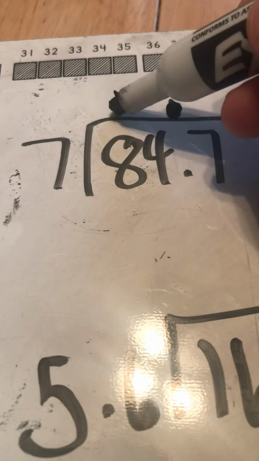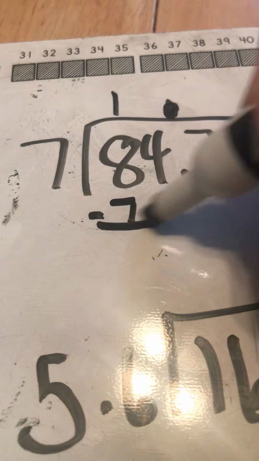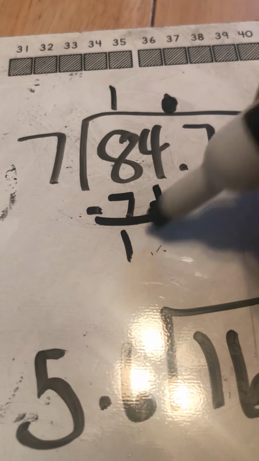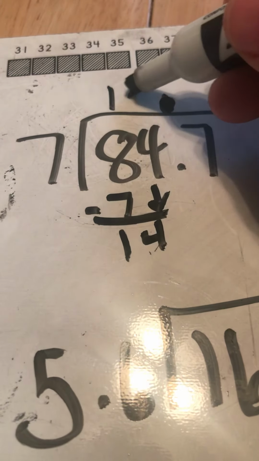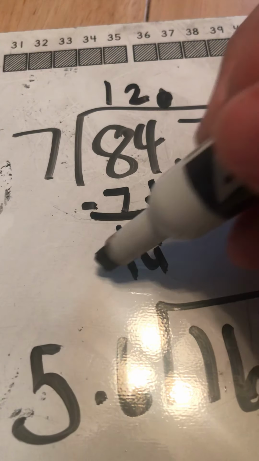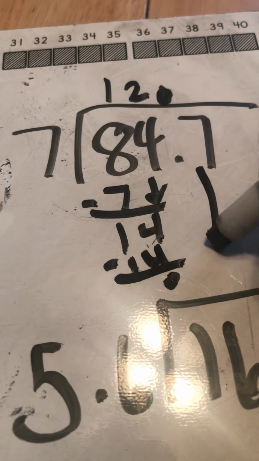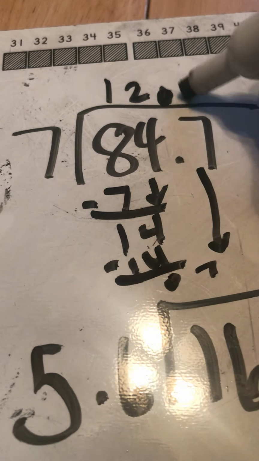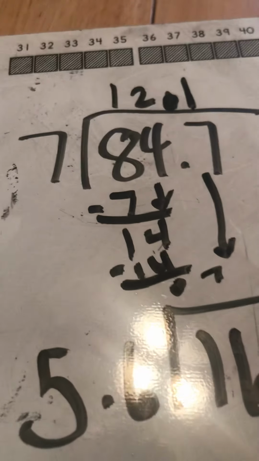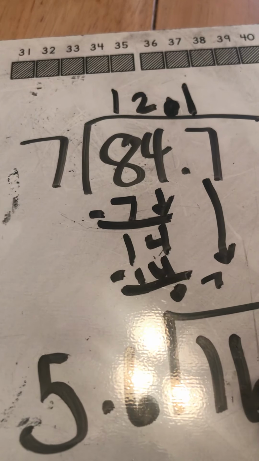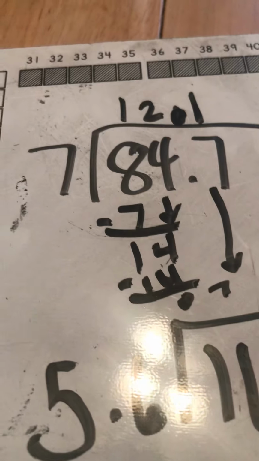7 goes into 8 one time, we subtract. You get 1, bring down your 4. 7 goes into 14 twice. All right, subtract, bring down your 7. And 7 goes into it one time. So our answer here is 12 and 1/10.